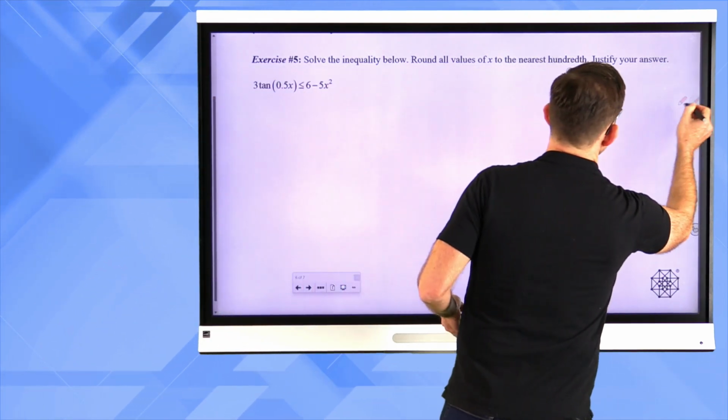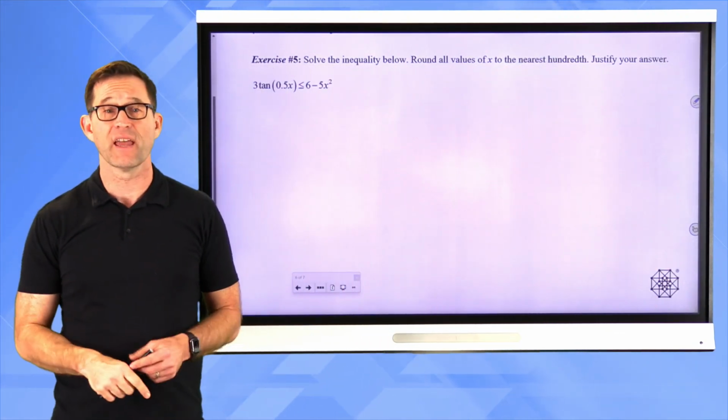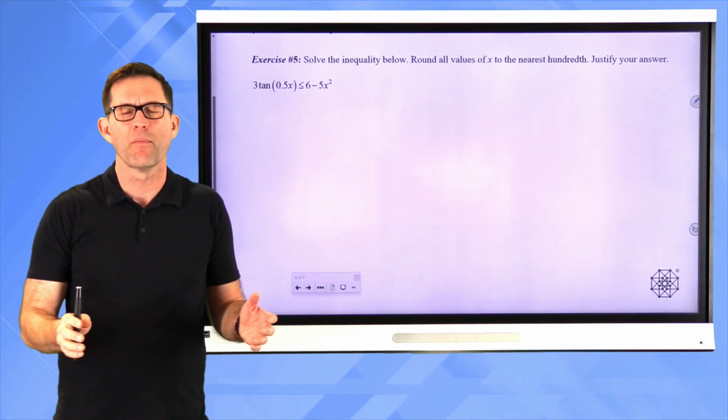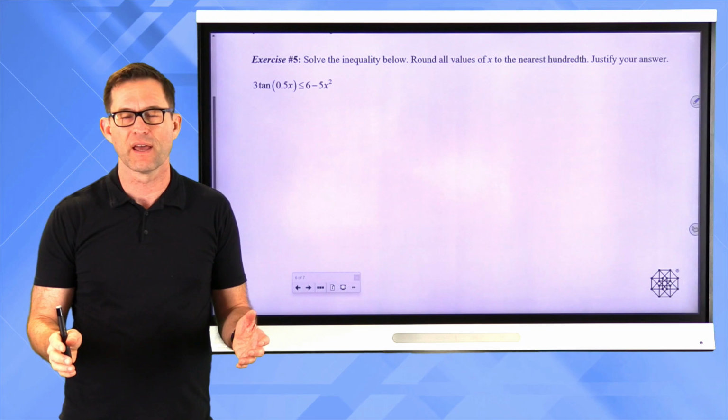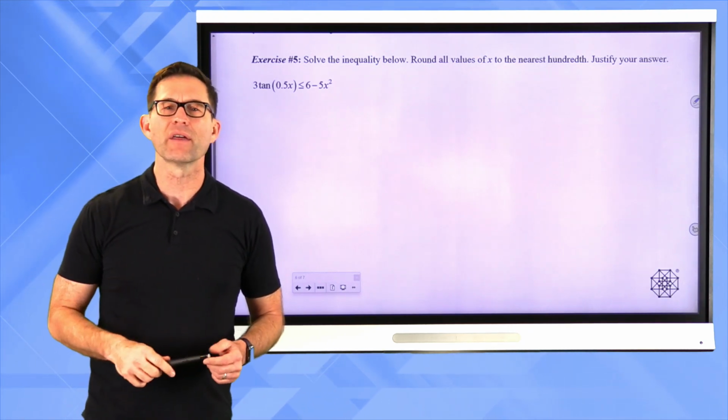Now, you don't necessarily particularly have to get into that. You are expected to know about the basic tangent graph, absolutely, at this level, but you don't necessarily have to know about all the different transformations of the tangent graph. We'll get into those more in pre-calculus. Let's take a look at exercise 5, though.